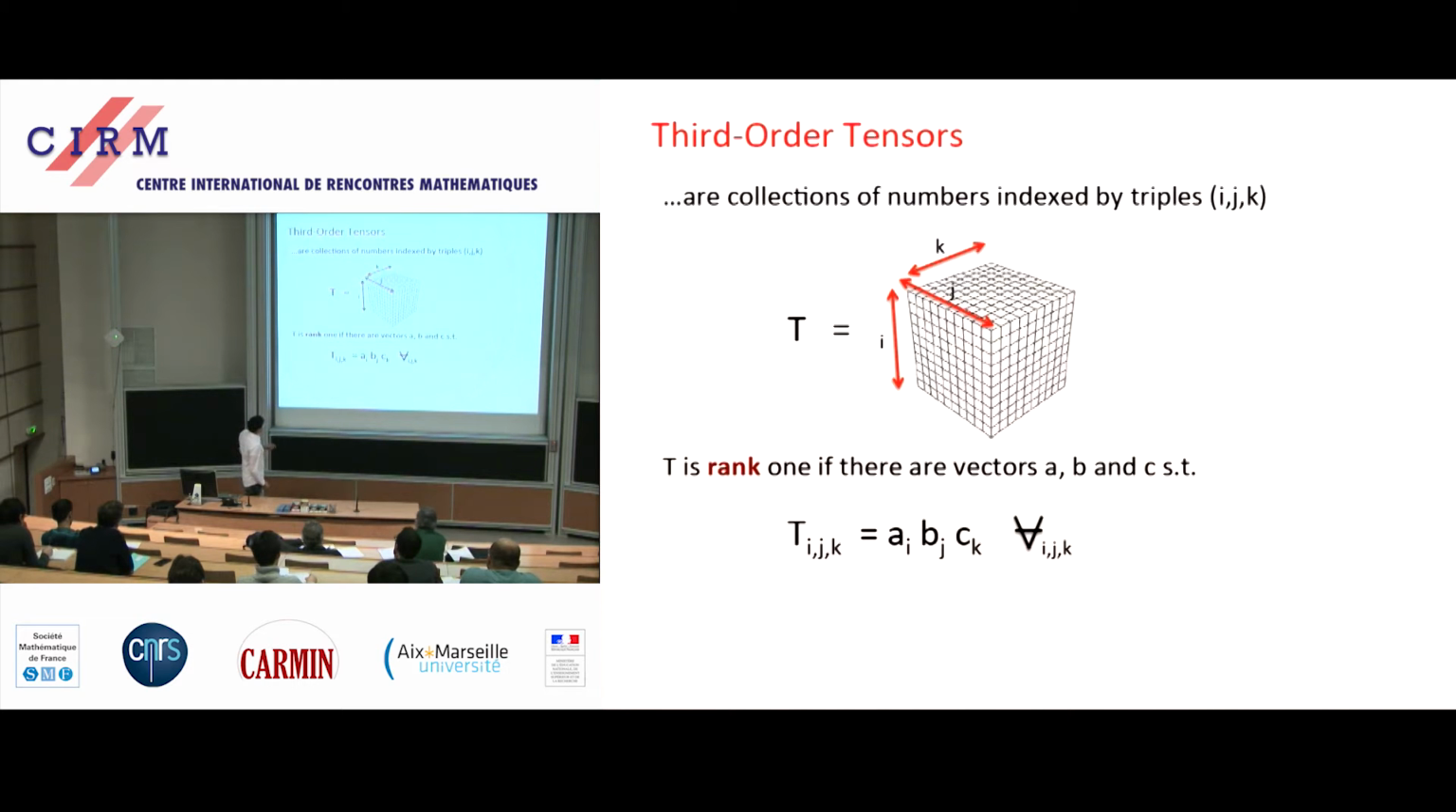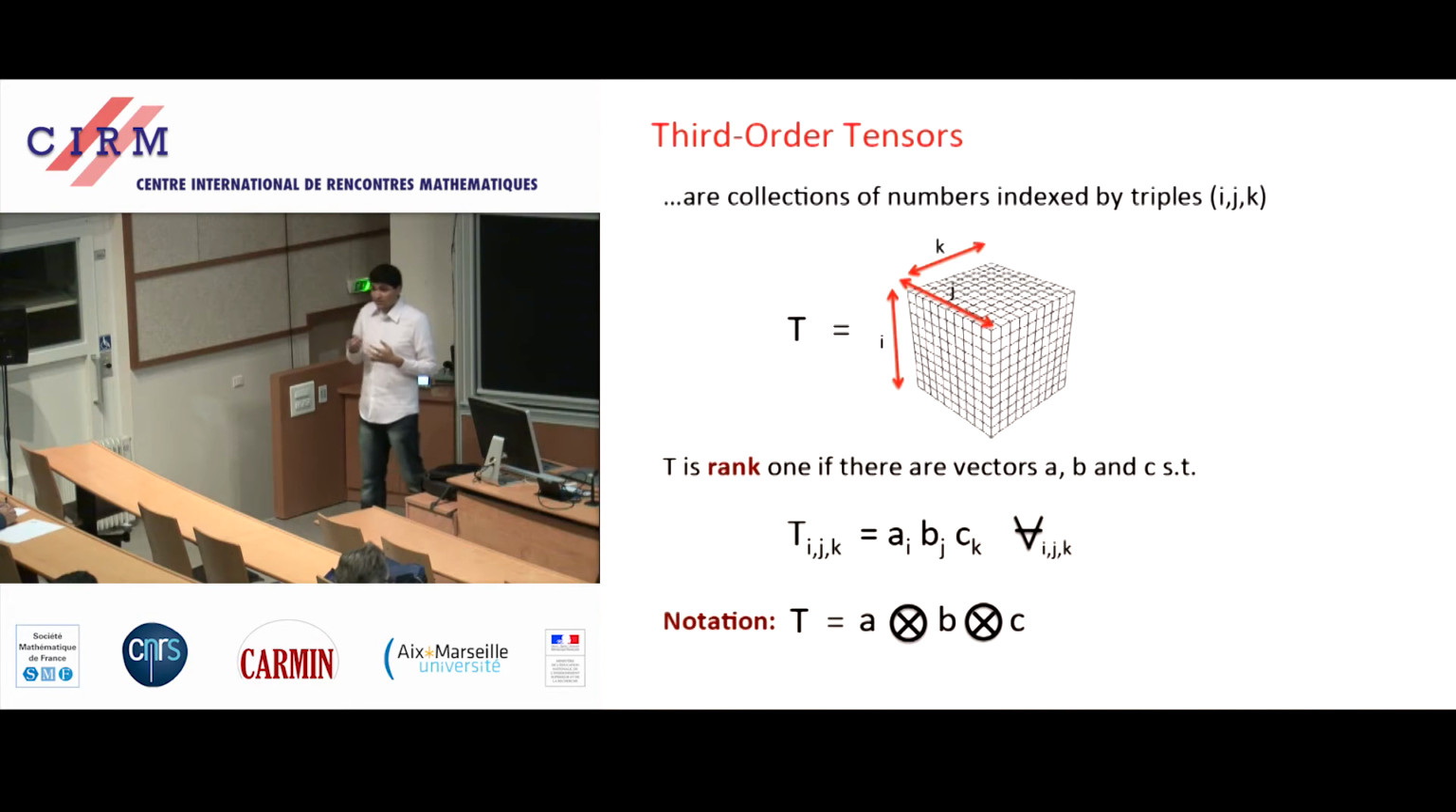So if, for example, you have a rank 1 tensor, then underneath it you have three vectors, A, B, and C, and your entry at i, j, k in the tensor is just the ith entry in A times the jth entry in B times the kth entry in C.